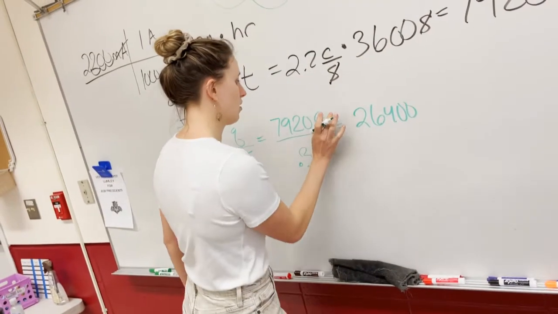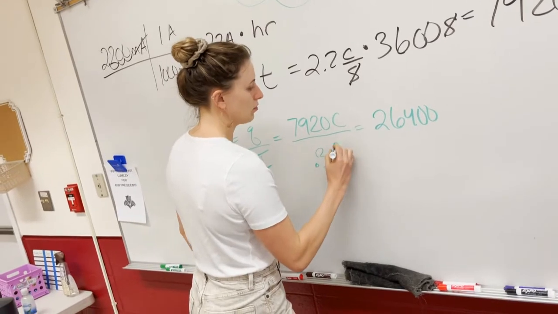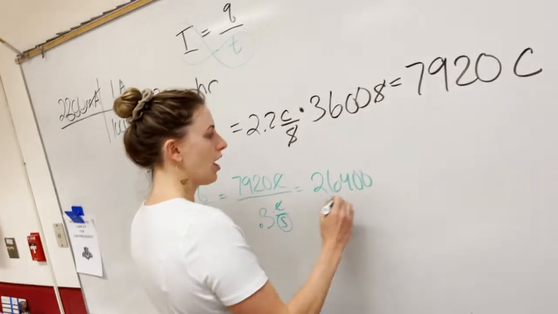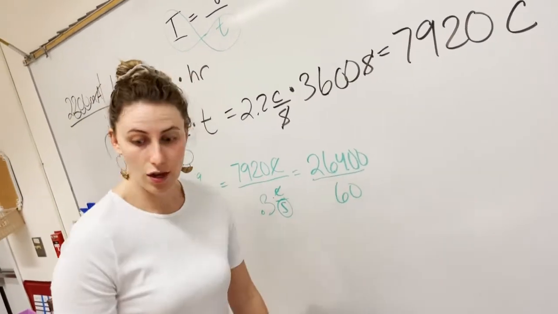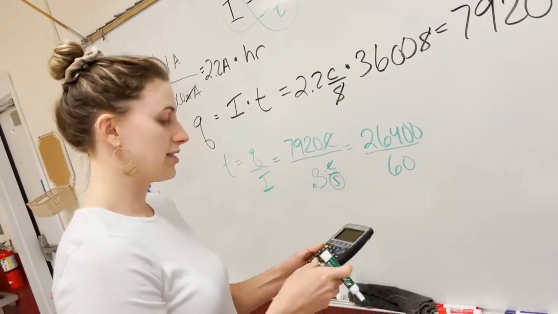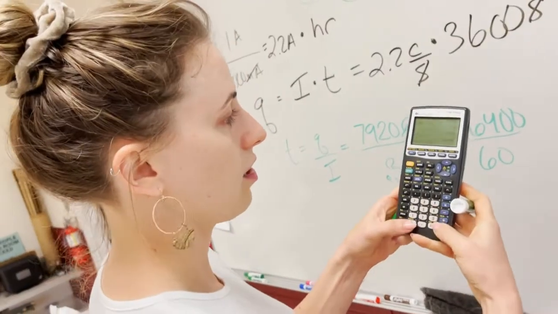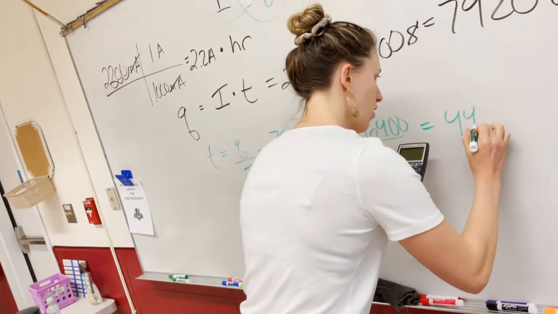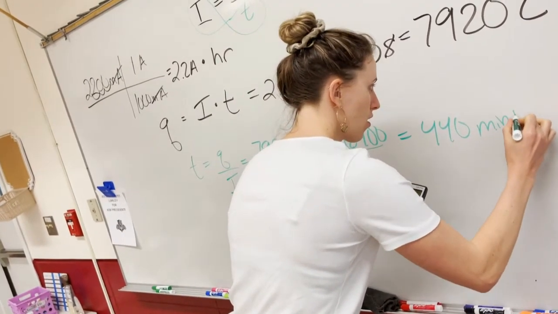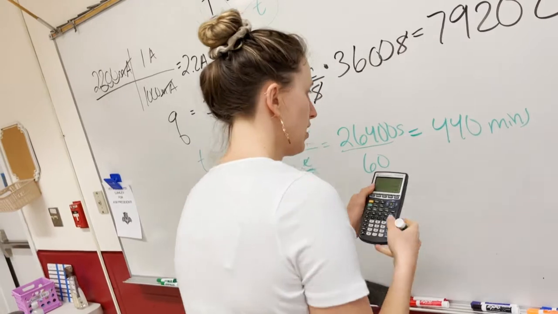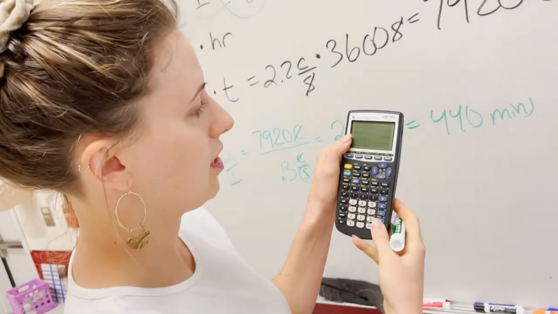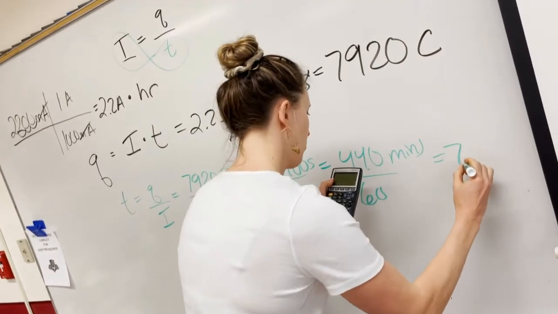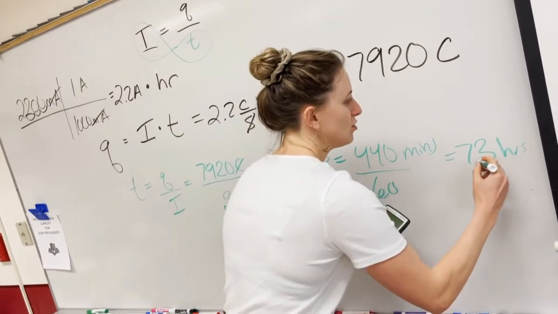Amps is a coulomb per second, so you can see how the coulombs cancel out, and we're left with seconds here. Divide it by 60 in order to get minutes, because we want minutes. That's 440 minutes. Divide that by 60 again, because we want to find out how many hours that's going to be, and we get 7.3 hours. That's ridiculous. I'm not waiting that long.